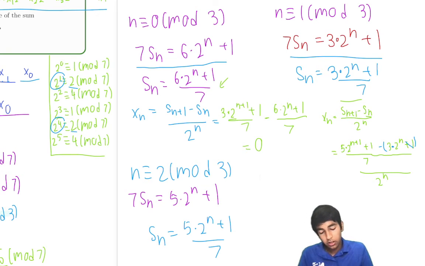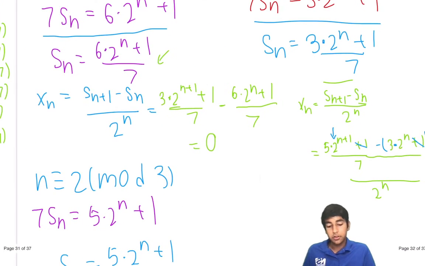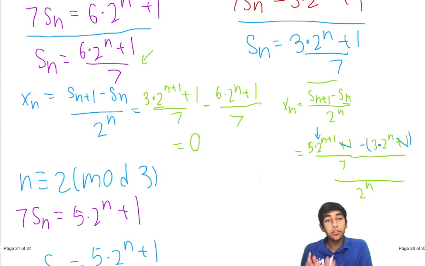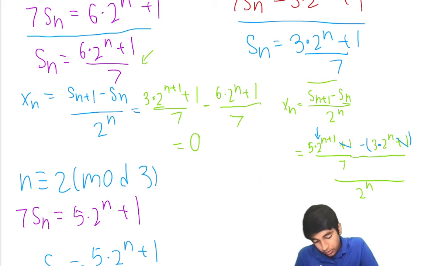The 1's cancel. And this quantity right here, we can rewrite it as, because 2 to the n plus 1 is 2 times 2 to the n, 2 times 2 to the power of n, right? We can make this 2 to the n, 5 times 2 to the n plus 1, 10 times 2 to the n. And then if you evaluate this, 10 times 2 to the n minus 3 times 2 to the n, that's 7 times 2 to the n. So this is 7 times 2 to the n over 7 over 2 to the n, and this is 1.